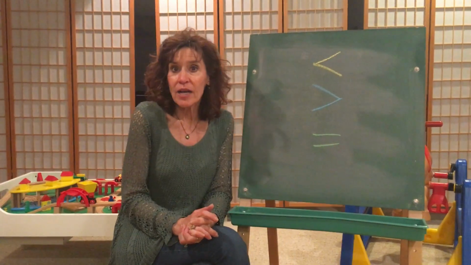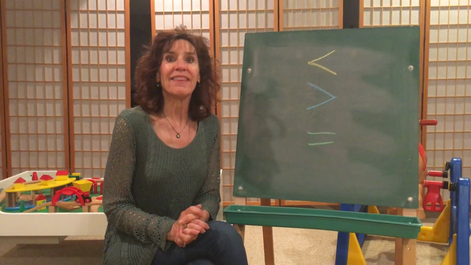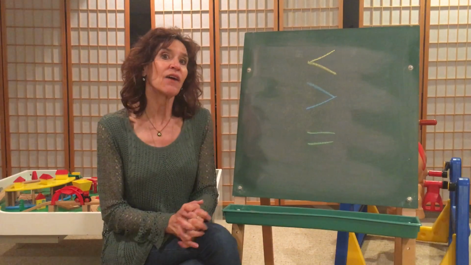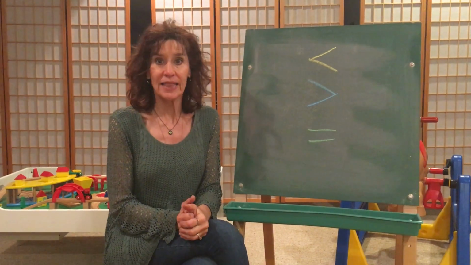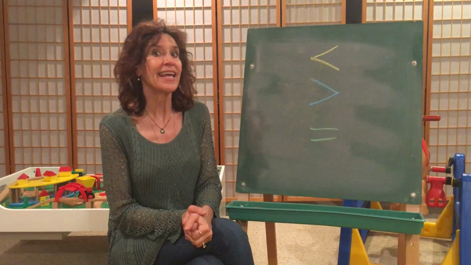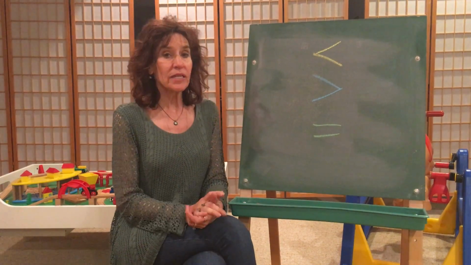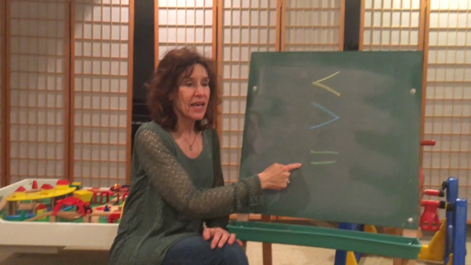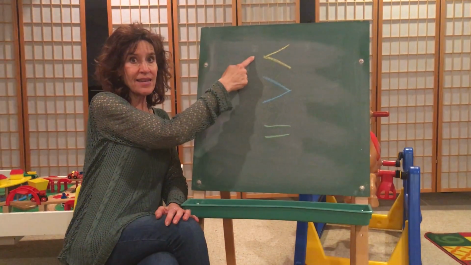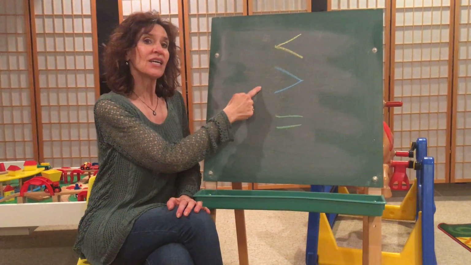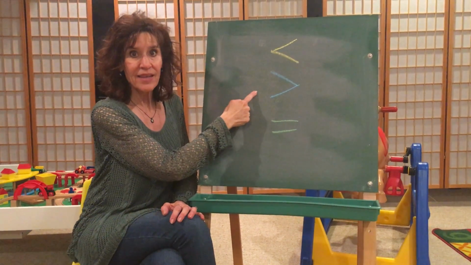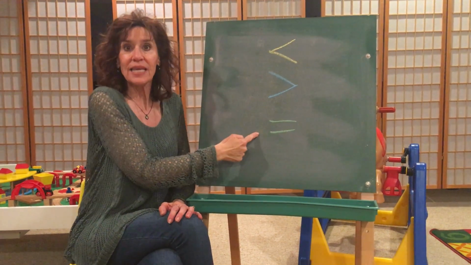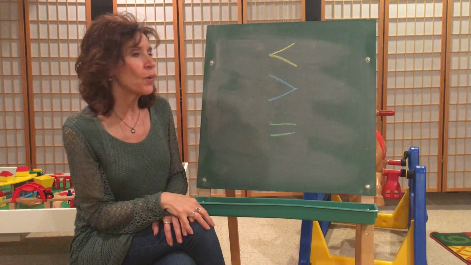So we can always talk about more and less, and that's what we're going to learn about today, is how to show more and less, or greater than and less than. So when we talk about how to show it, there's these three signs. This is a less than sign, this is a greater than or more than sign, and this one means equals. So let me show you what I mean.